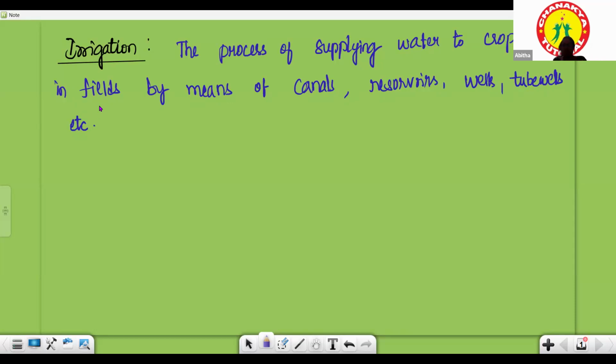Please read. Srivatsa, what is irrigation? The process of supplying water to crop plants in the fields by means of canals, reservoirs, wells, tube wells, etc. Yeah. So this process is called irrigation.